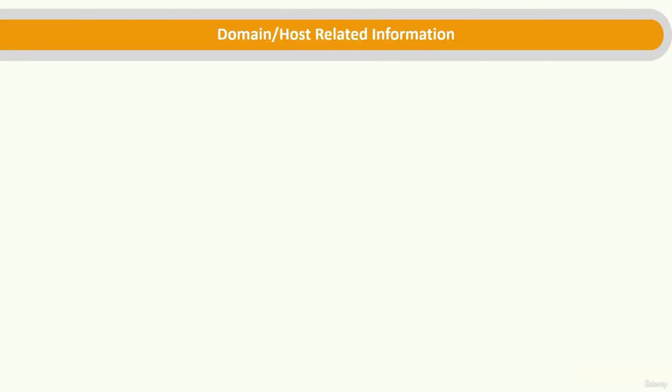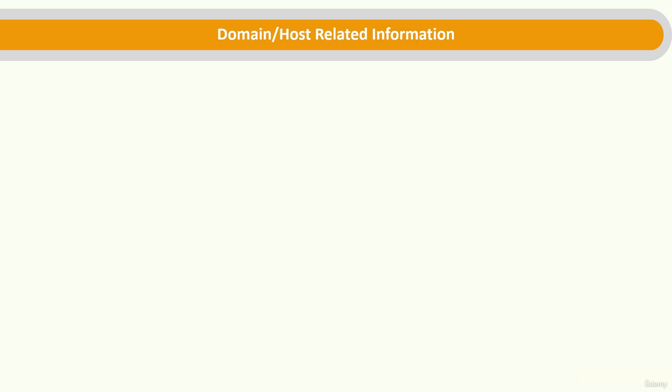Domain host related info. So the conducted web penetration tests are generally close to black box testing, as we mentioned before. So we hardly have any information about the target, if any. Maybe just a URL, IP address, or a domain name is given to us. So to start testing and gathering information, we'll need to dig around a URL, IP, or a domain name.